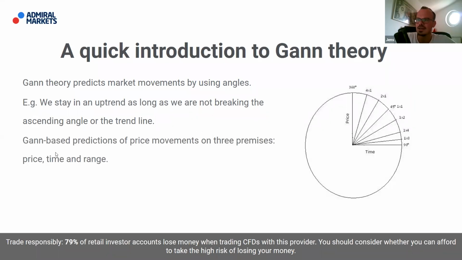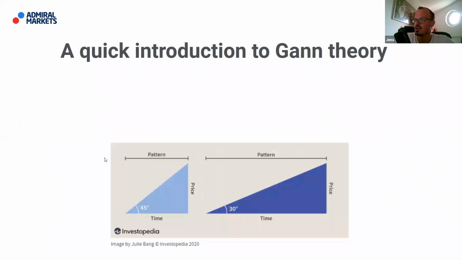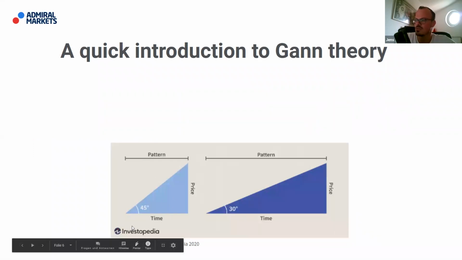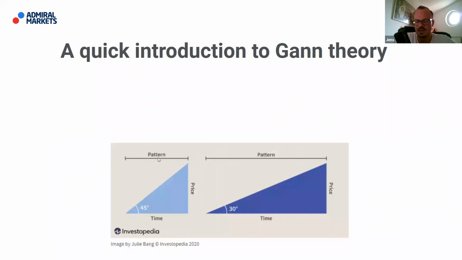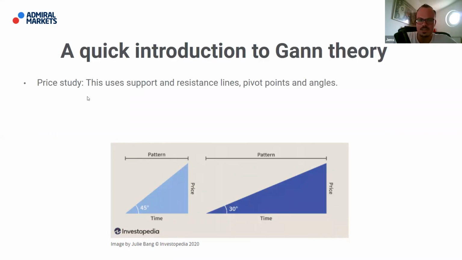Gann-based predictions of price movements work on three premises: price, time, and range. What this means is something I prepared here. This is a graphic I used from Investopedia. For further details on who Gann was and all this, I highly recommend just using Google. Google William Gann, Gann theory, and there you will find plenty of input. We want to just use this as a quick introduction to then use it within our high-low trading system. So price, time, and range, in fact.